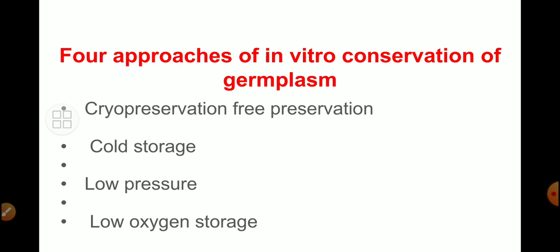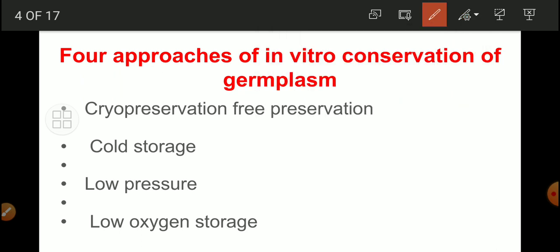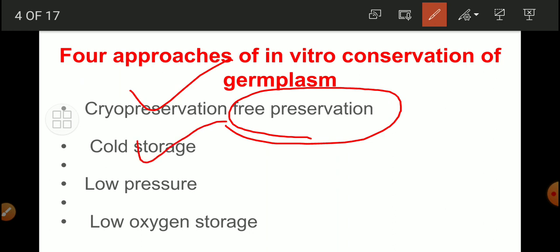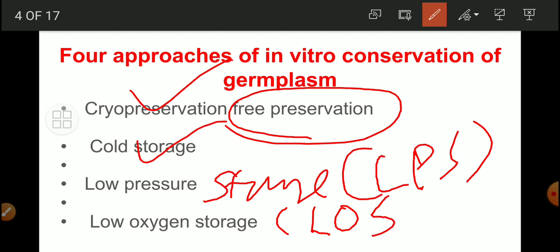Now my friends, in the first lecture of this unit, we reached the four approaches of in vitro conservation of germplasm. The first one is cryopreservation, then cold storage, low pressure storage, that is LPS, and low oxygen storage, that is LOS.